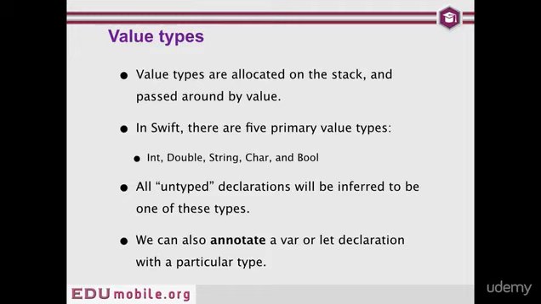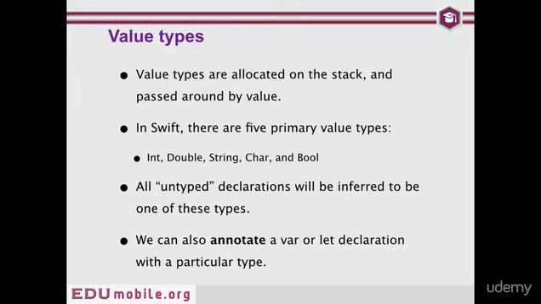So what about these value types? Value types are allocated on the stack even though they are objects, and they are passed by value. In Swift, there are 5 primary value types, and they are int, double, string, character, not char, character, and bool. So character is spelled out. All untyped declarations will be inferred to be one of these 5 types. So that's why if we have a value of 4.8, it is a double type. If we have a value of 9, it is an int.